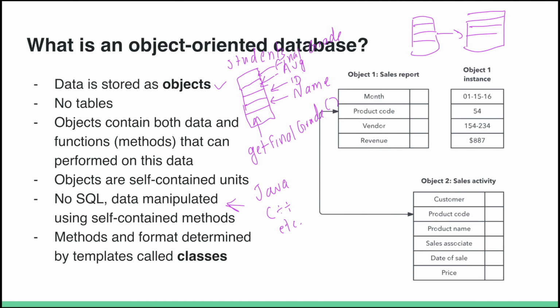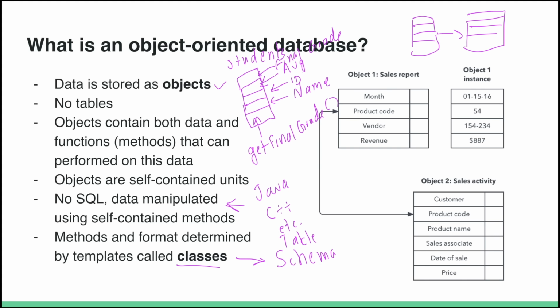Now, the format for each one of these objects that's going to be in an object-oriented database is called a class. This is the equivalent of a schema. I guess it would be like a table schema in relational databases, right? So basically, a class is going to specify what data can be stored in the object, what data types it is going to have, and any other aspects that define what each object is going to look like.